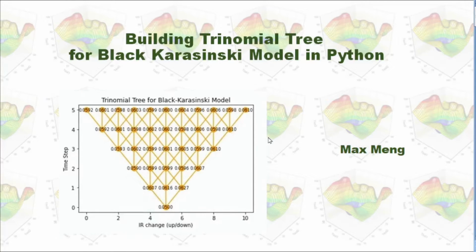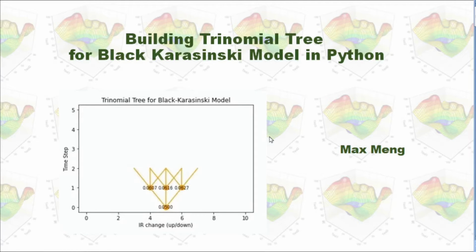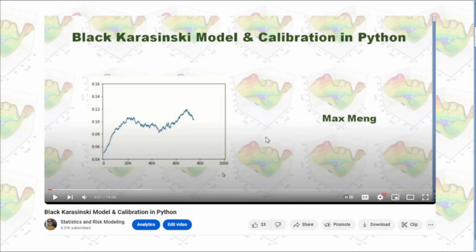This time, I'm going to talk about how to build the trinomial tree for Black Karasinski model in Python. About 1 year ago, I published a video, Black Karasinski model and calibration in Python, on my YouTube channel. If you haven't watched that video, you are welcome to watch that video as well. One of the viewers asked me a question: how can we build a trinomial tree for Black Karasinski model? In this video, I'm going to answer this question.